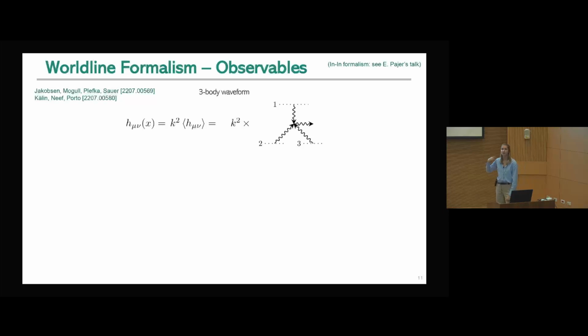And to get observables, we use the in-in formalism, and that turns all these diagrams causal. So there is a causality flow towards the outgoing graviton. That means these are retarded propagators.